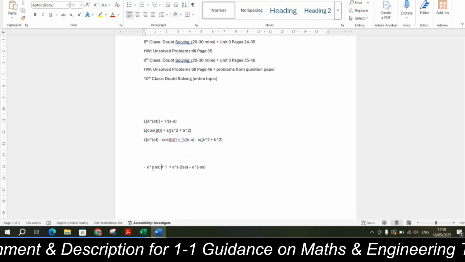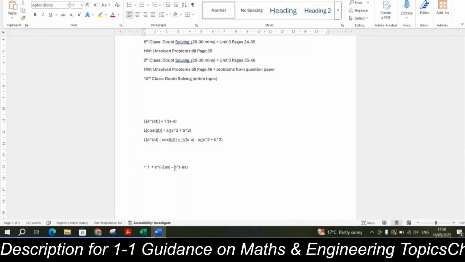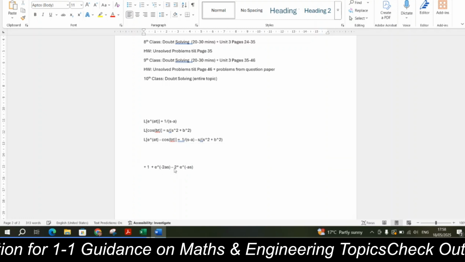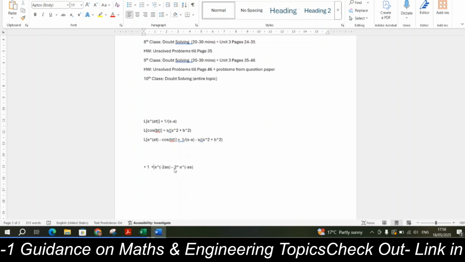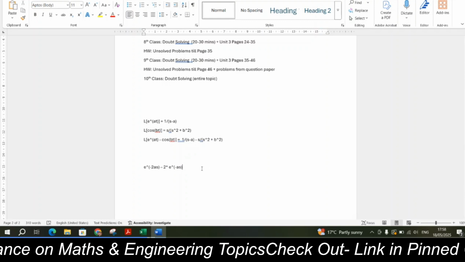So you see e raised to minus 2as. This first term and the last term is the same. So I can simply write it as 2 into, and that plus 1, I can put it at the end.